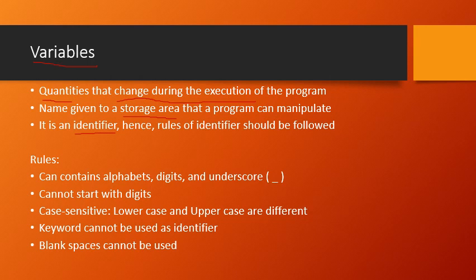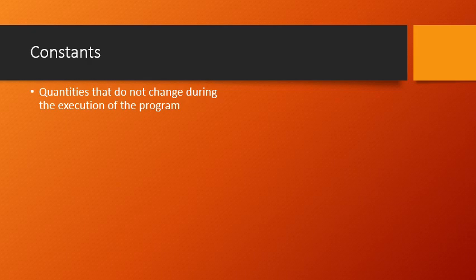Okay, so the same rules which we have studied earlier for the identifier hold good for the variables. The next is constants. Constants are nothing but certain quantities that will never change during the execution of the program. For example, in mathematics you might have come across one particular term related to circles. If one wishes to calculate the area of a circle, one should know the value of pi.